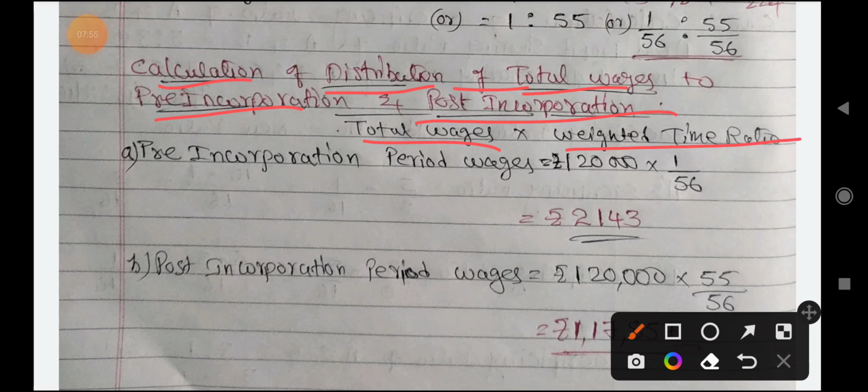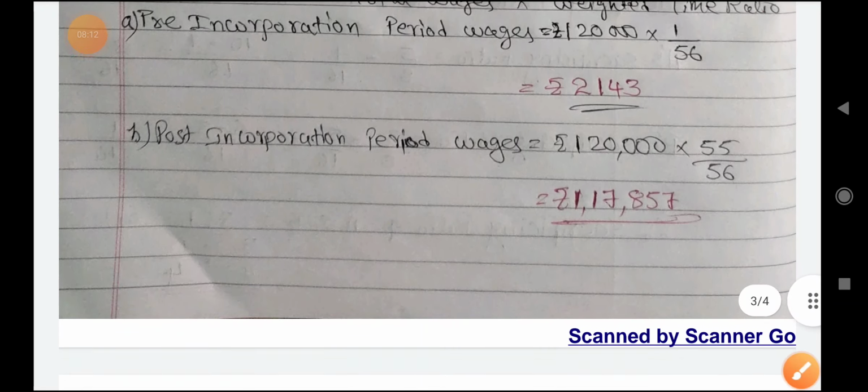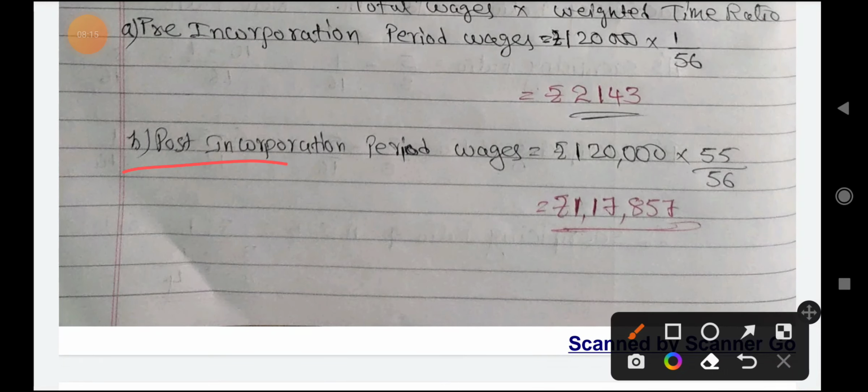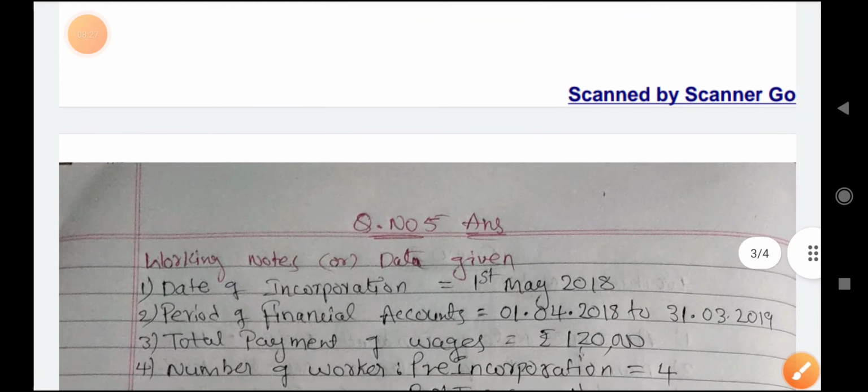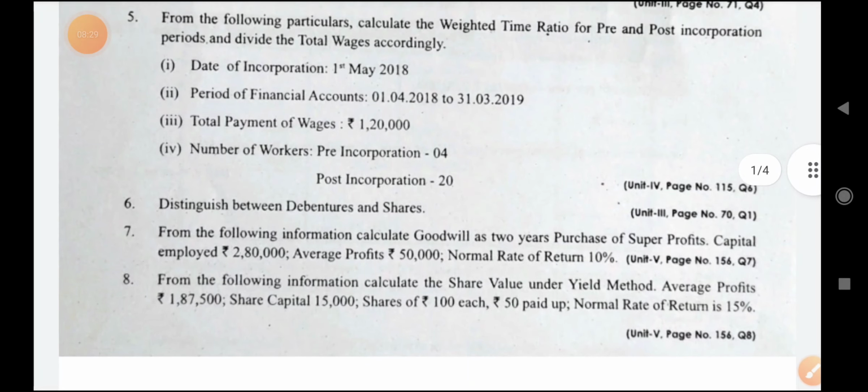Total wages into weighted time ratio. Pre-incorporation period wages is equals to rupees 1,20,000 total wages into 1 by 56. It comes around 2,142.8 something, so you consider it as 2,143. Next, post-incorporation period wages 1,20,000 into 55 by 56. It will be around 1,17,857. So here comes the question number 5 also.